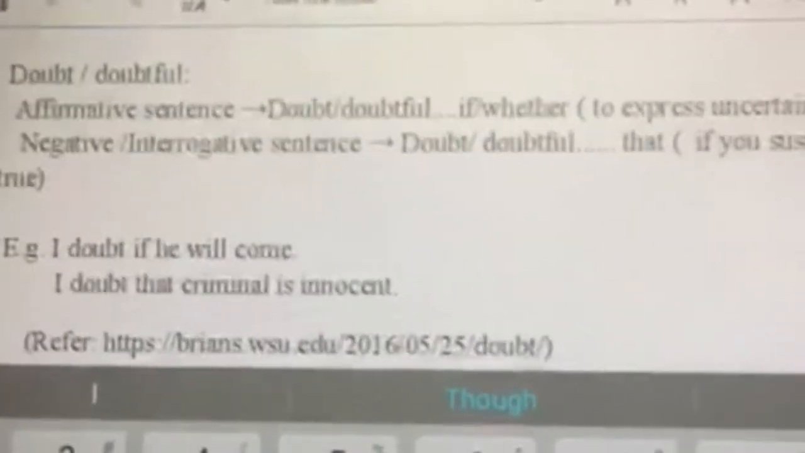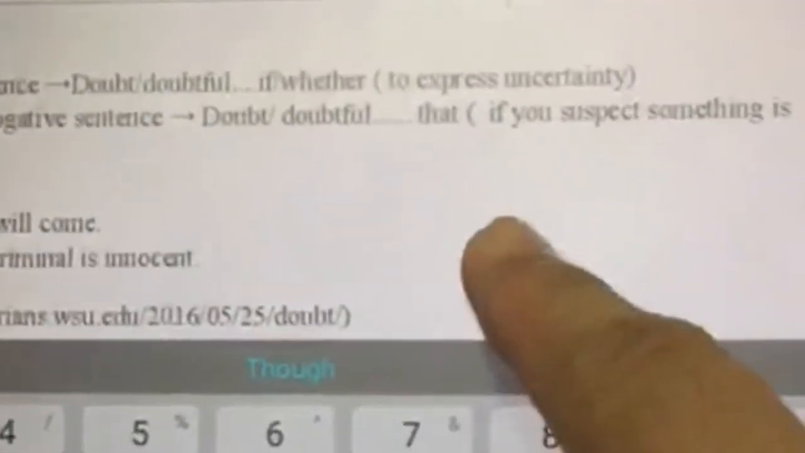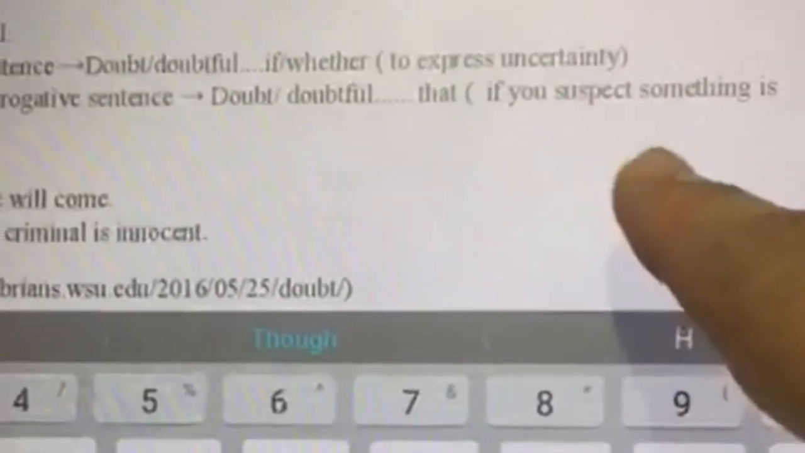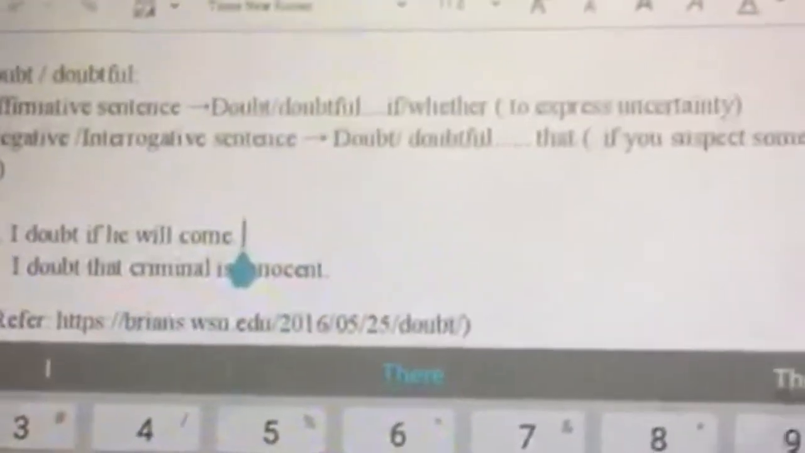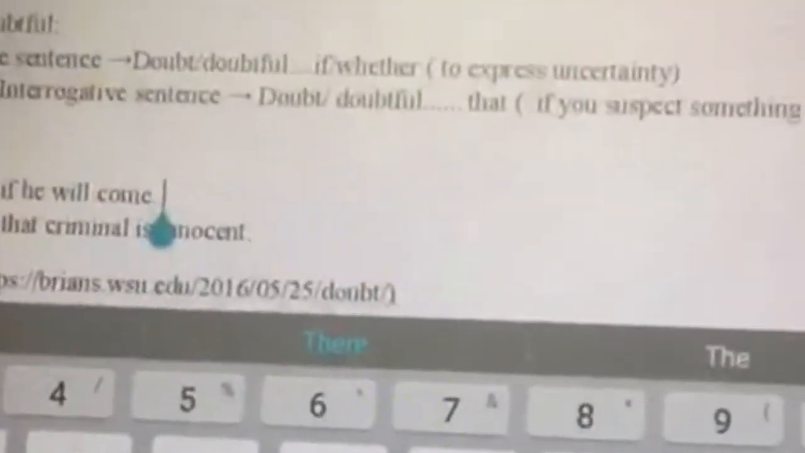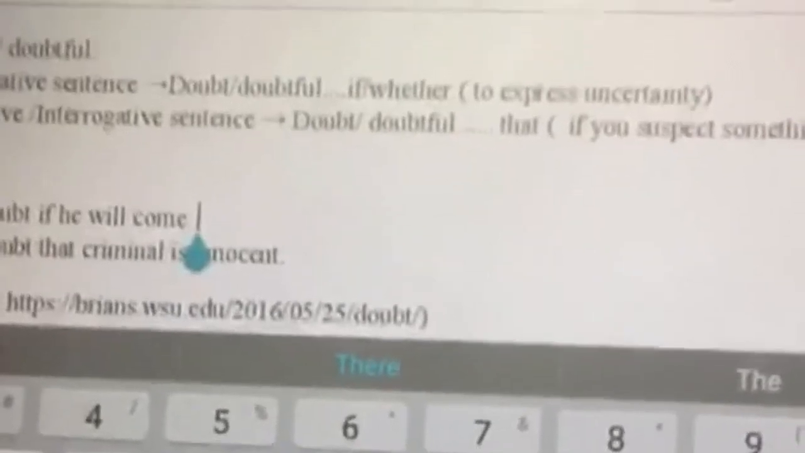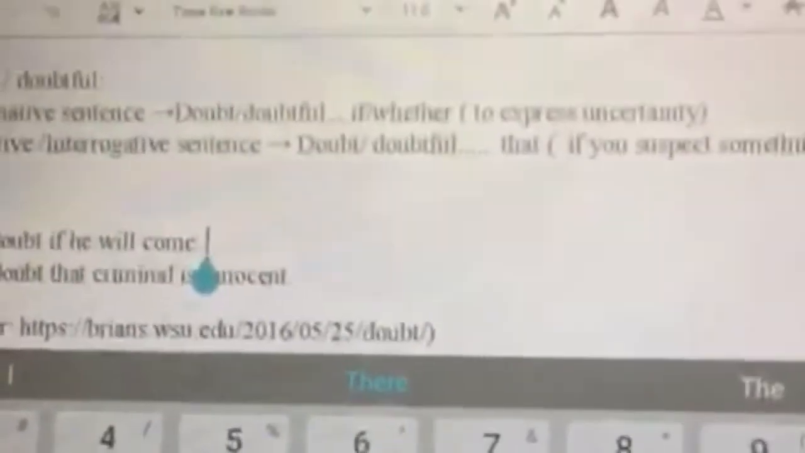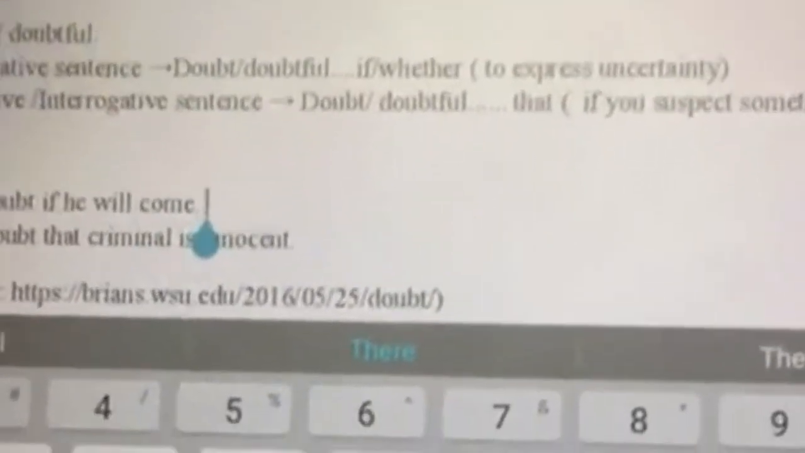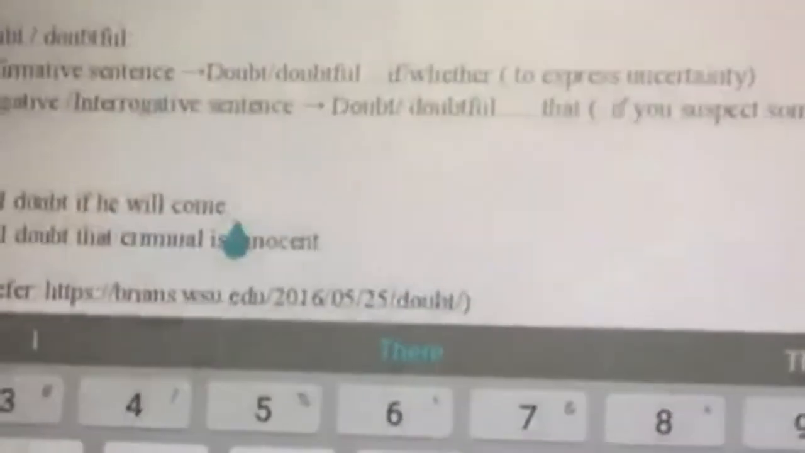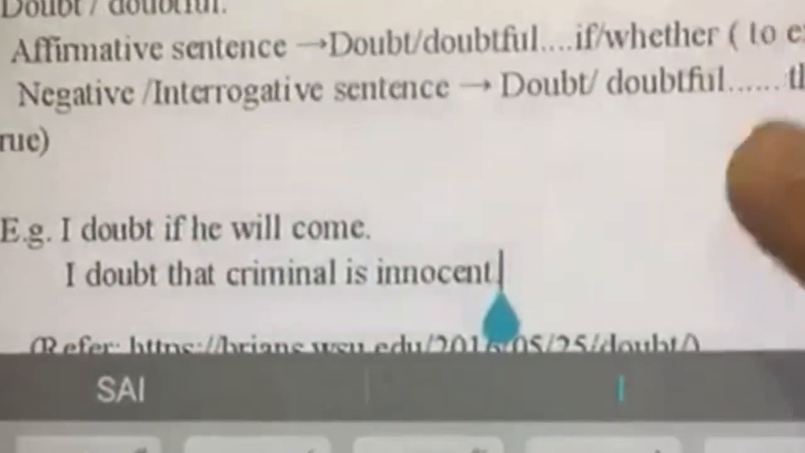But if you're using doubt or doubtful in a sentence where you suspect something is true or something is false or there's something wrong there, then you have to use that. For example, I doubt that the criminal is innocent. Please add the before the criminal. It makes more sense. So whenever you use doubt or doubtful in a sentence where you are suspecting that something is true or something is false, then you have to use that also in that sentence. But if you're using doubt or doubtful in a sentence only to express uncertainty, then you have to use if or whether in that sentence.